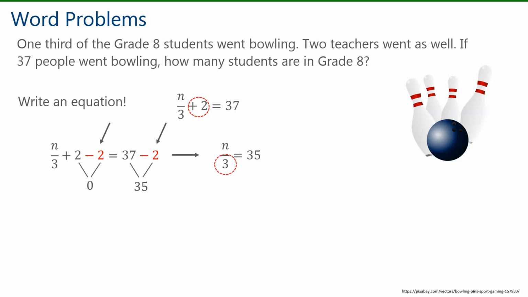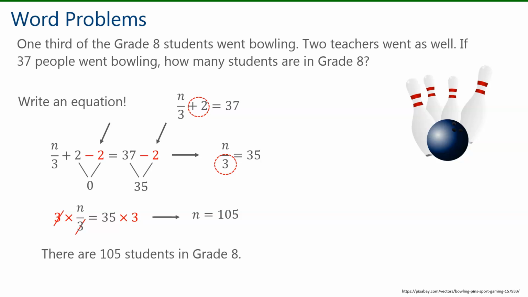The opposite of divide by 3 would be to multiply both sides of the equation by 3. On the left-hand side, the 3's cancel, and on the right-hand side, 35 times 3 equals 105. So there are 105 students in grade 8.